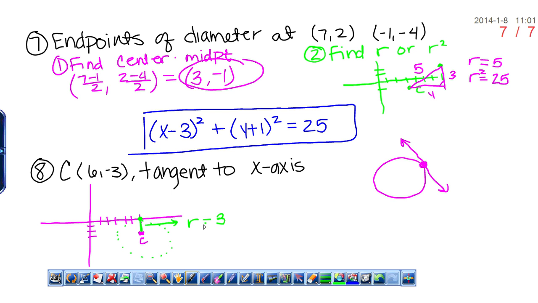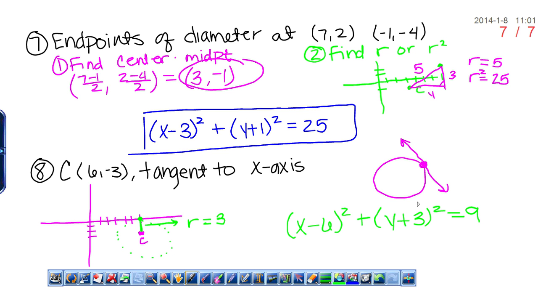All right, go ahead and write your equation. All right, what would our equation be? X minus 6 squared plus y plus 3 squared equals 9. Double check your equation real quick.